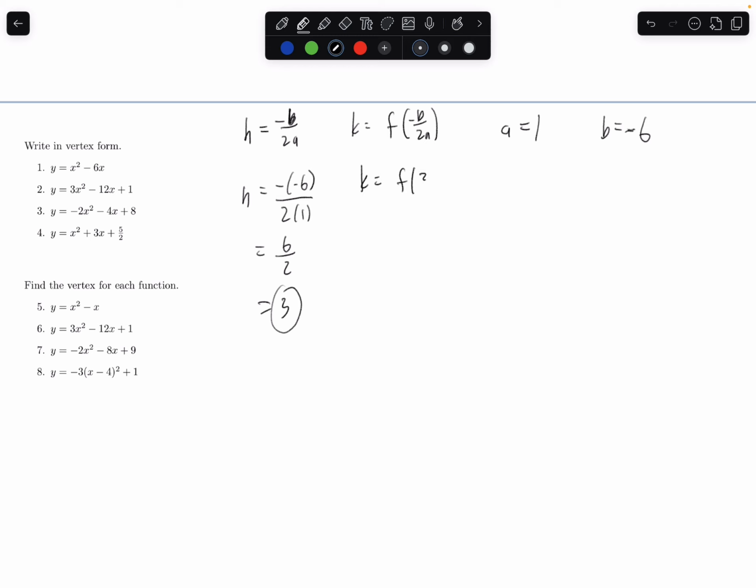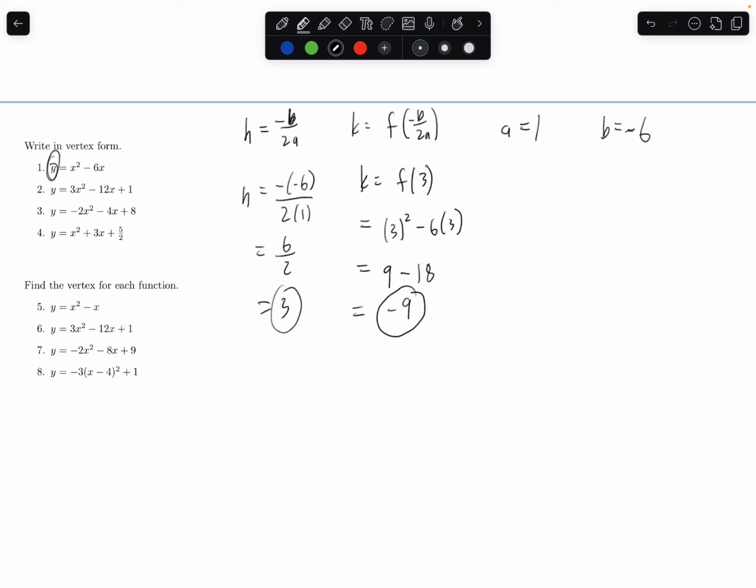So now what is k? k is f of 3. And what is f? f is really just this y function, right? So k is equal to, plugging that 3 in for x, 3 squared minus 6 times 3. That's 9 minus 18, which is negative 9. Okay, so my h is 3, k is negative 9.